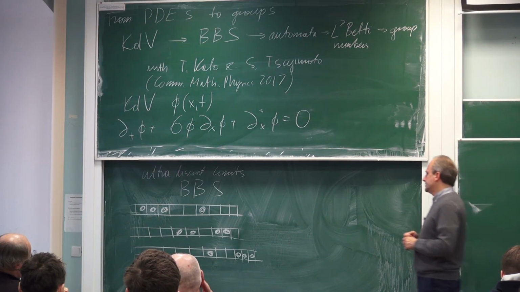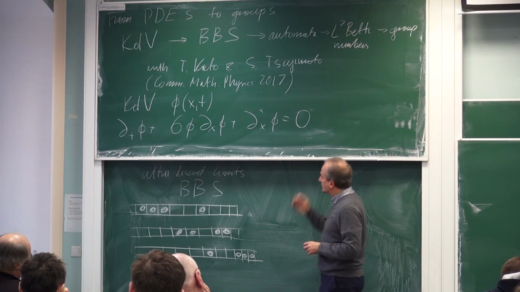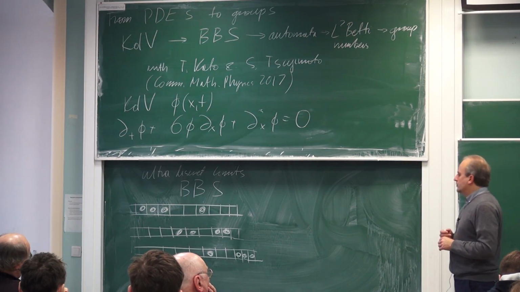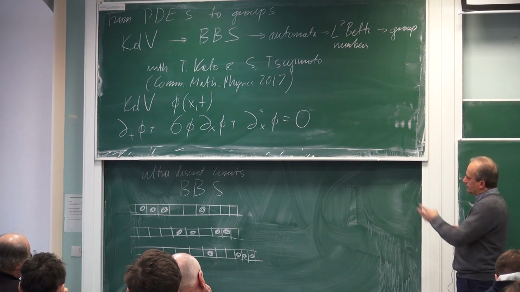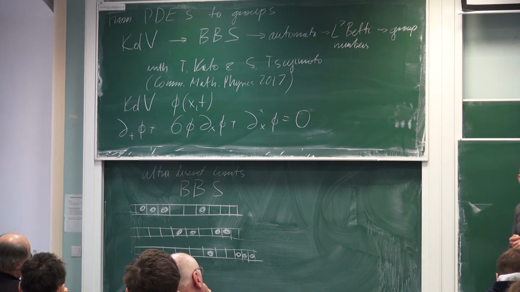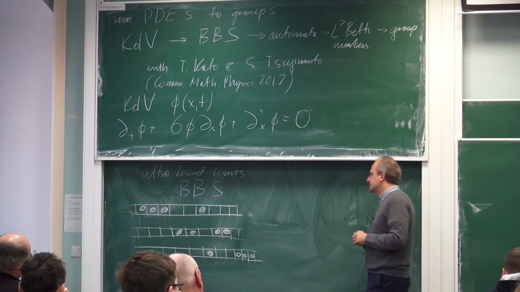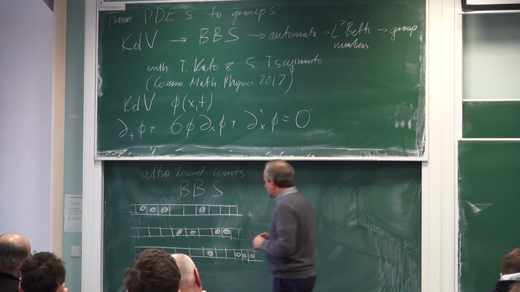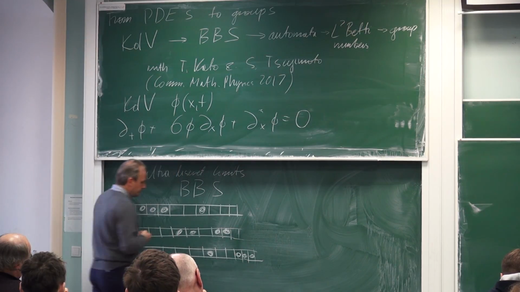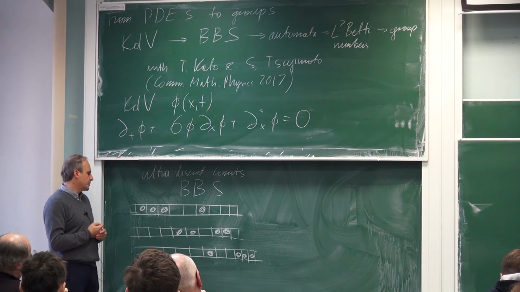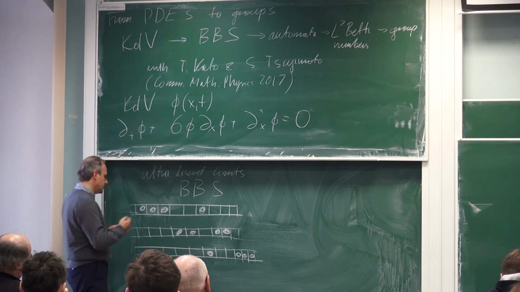In order to find the group which is associated to the system, we'll have to describe the evolution rules using automata. It will be very simple, but it's an essential part of this construction. I'll do it when we introduce one more parameter, which is very natural.